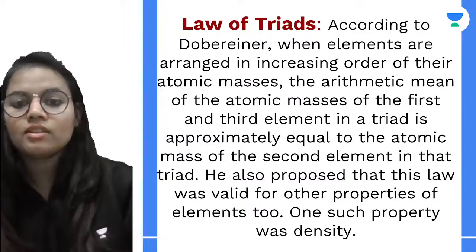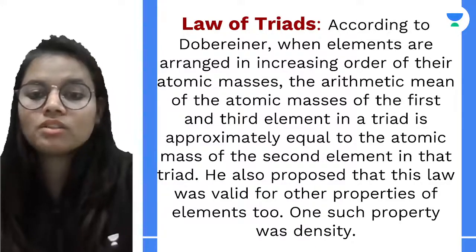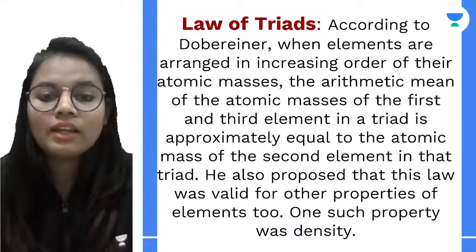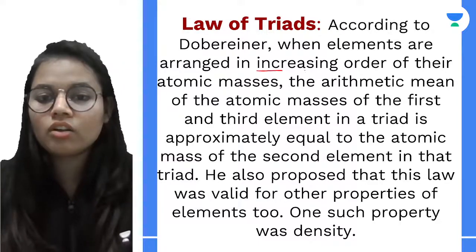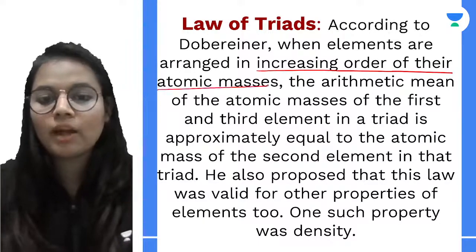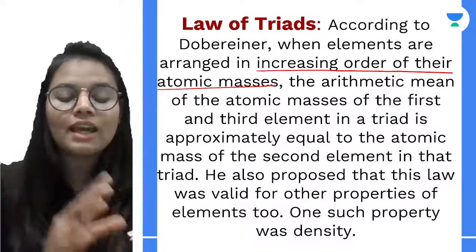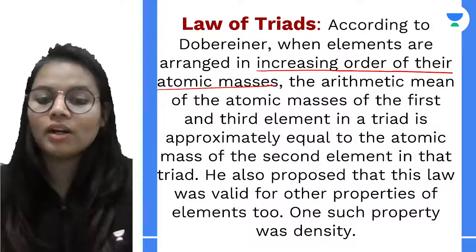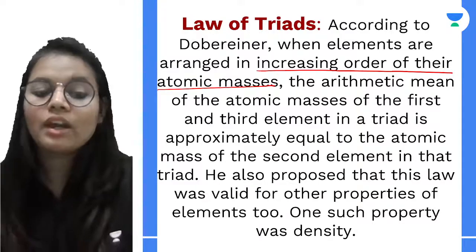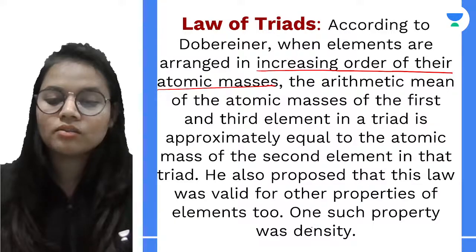Correct. Now let us see what the law of triad was. According to this law, when the elements are arranged in increasing order of their atomic masses, the arithmetic mean of the atomic masses of the first and third element is approximately equal to the atomic mass of the second element. Also, this law was similar for the properties. Now let us see how this happens.